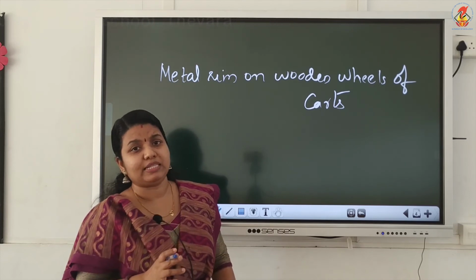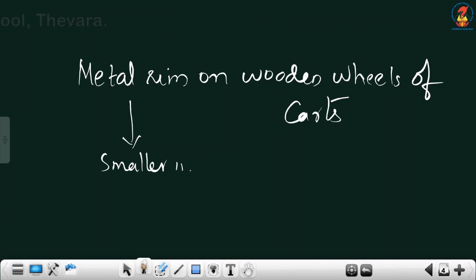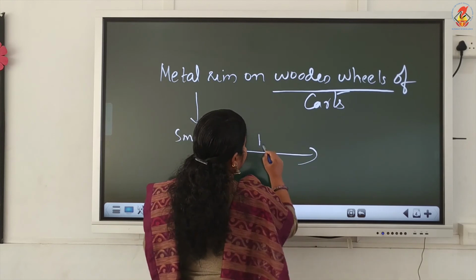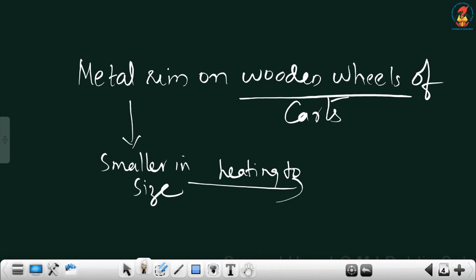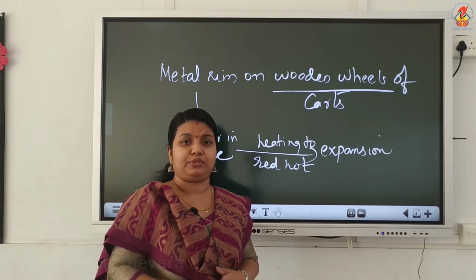Now we will see how it is fixed. Again, the metal rim will be smaller in size than the wooden wheel. How can you make it bigger? By heating to red hot. Then what happens? It undergoes expansion. It becomes bigger in size. Then it can be fitted onto the wooden wheel.